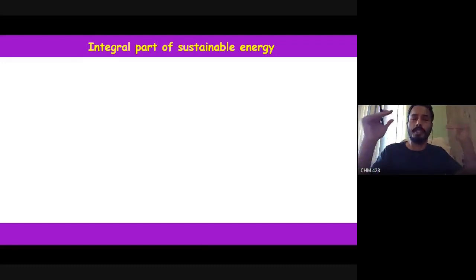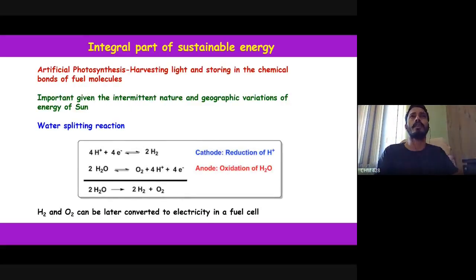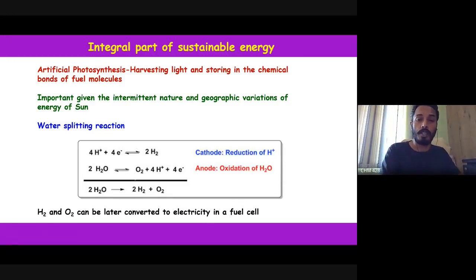In natural photosynthesis, plants capture sunlight and store the energy of the sun in the chemical bonds of glucose. In artificial photosynthesis, what we do is capture sunlight using a solar cell and split water into hydrogen and oxygen. We store it in the chemical bonds of hydrogen and oxygen. That's what we do. How?